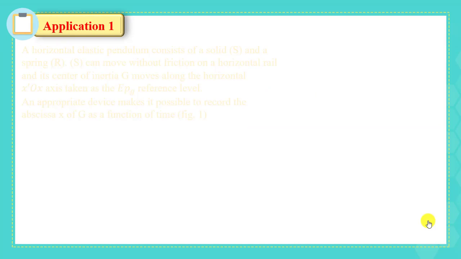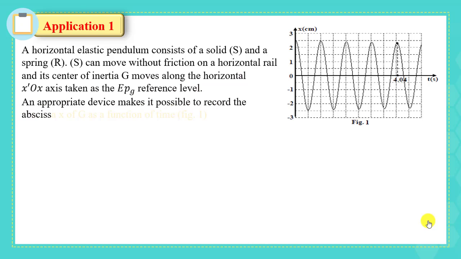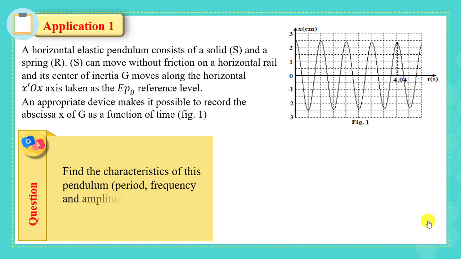It's time to make an application. A horizontal elastic pendulum consists of a solid S and a spring R. S can move without friction on a horizontal rail, and its center of inertia, G, moves along the horizontal axis X'OX. X is taken as the gravitational potential energy reference level. An appropriate device makes it possible to record the abscissa x of G as a function of time. Find the characteristics of this pendulum: period, frequency, and amplitude.